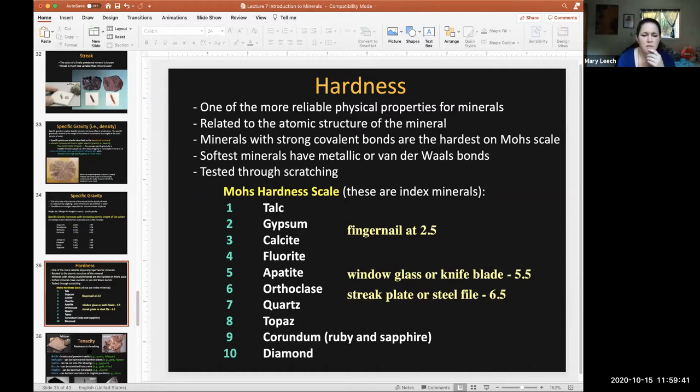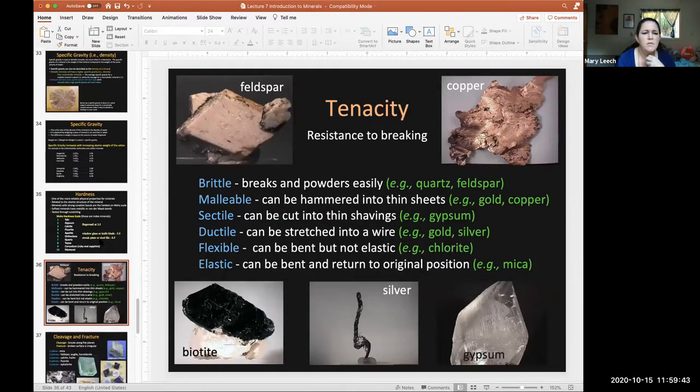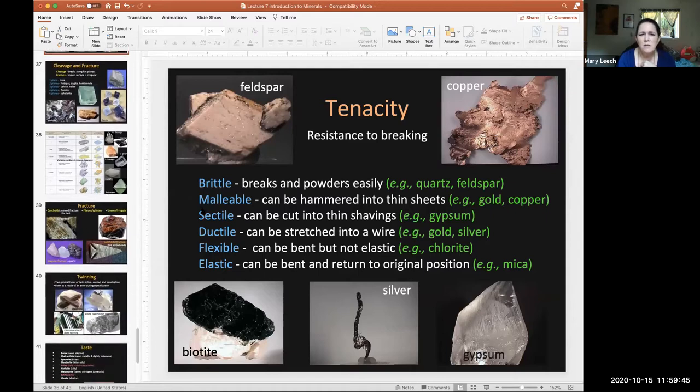Anyway, we'll use those things to test hardness, and any identified minerals you can use against other minerals. Tenacity. Okay, so here are some examples. We're not going to be able to test all of these with our specimens, but biotite and muscovite are fairly flexible. The chlorite is another mica group mineral. They can be bent, but they're not malleable like metals can be, where you can hammer them into thin sheets.